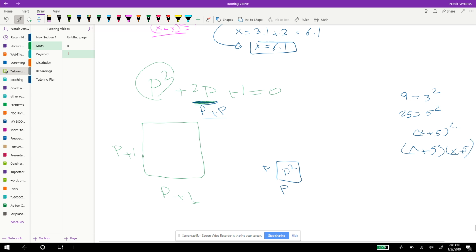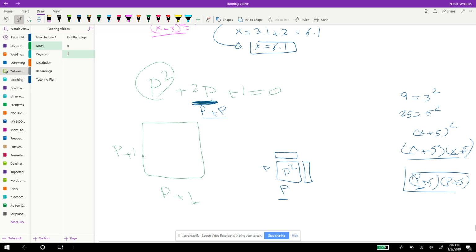right? Now in your case, instead of x you have p. I can write this as, instead of x plus 5, p plus 5 times p plus 5, right? This p is this p. What else do I need to add here? In this case it's just 5, but in your case it's half of 2p, so it's going to be one of them a rectangle here and another rectangle here.